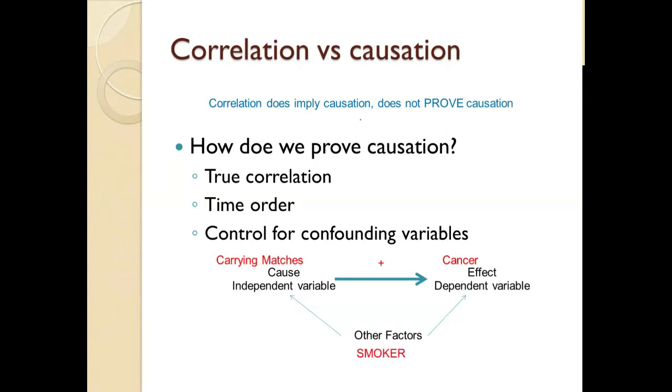And so in this case, being a smoker is known as a confounding variable, a confusing variable, because being a smoker is what drew someone to carry matches, and it's also the smoking itself and all the additives in the burning tobacco that led to cancer.